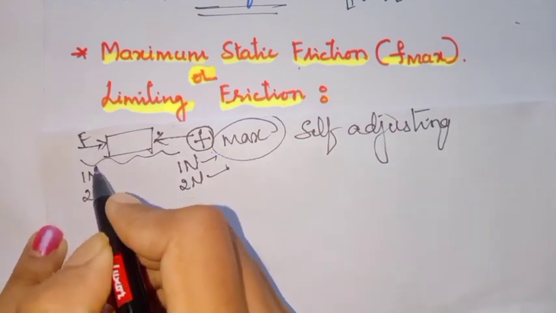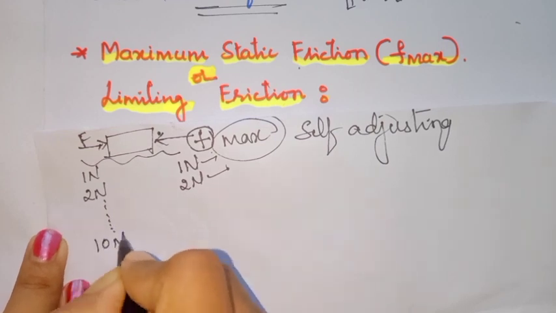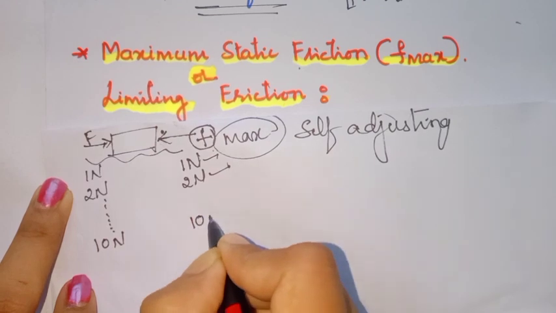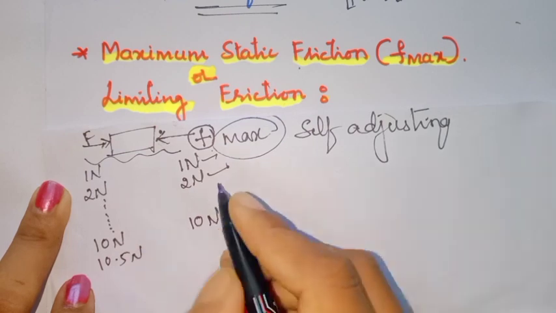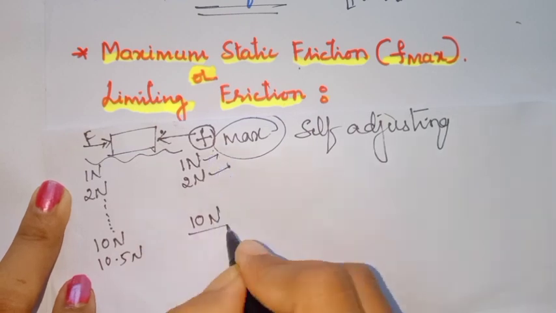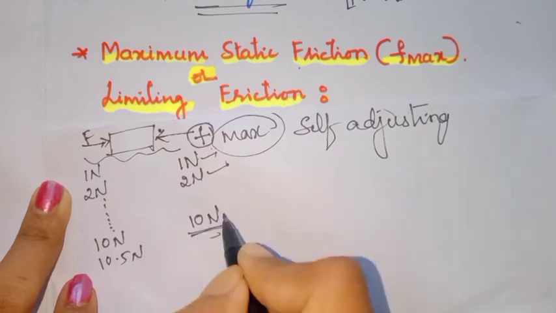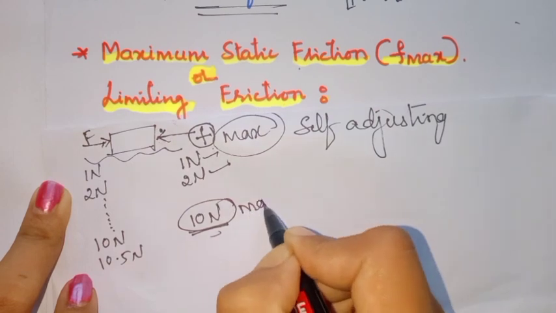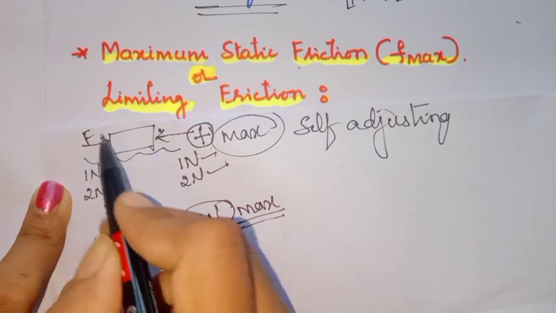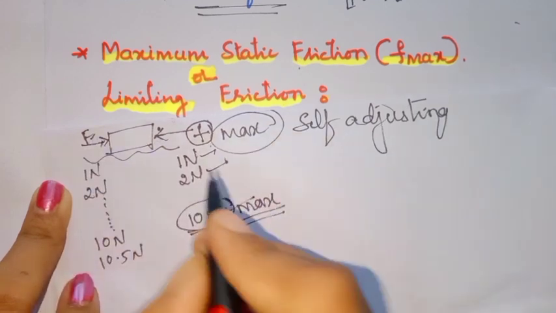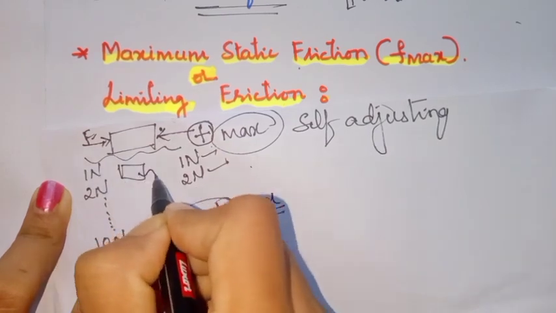If the applied force is increased to a certain limit, and if you apply 10 Newton of force, it may also develop 10 Newton force. But if you increase further to 10.5 Newton of force, the friction may fail to develop its opposing force. Then to this value only we call it the maximum value or limiting value, at which the applied force exceeds this value, and hence if you apply the 10.5 Newton force, this object may start to move.